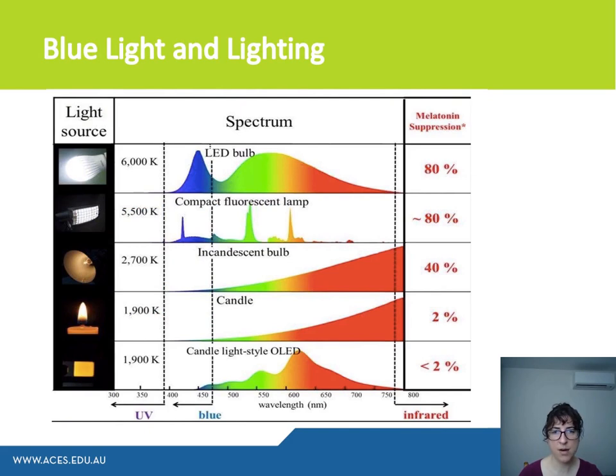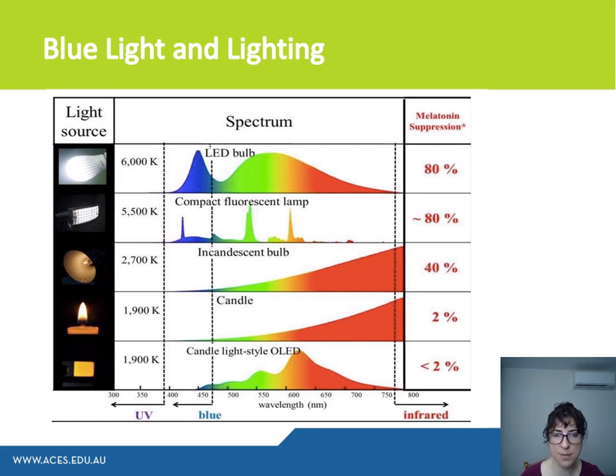So this is just another representation of the melatonin suppression with the amount of blue light and the light source. Here we're looking at a really intense 6,000 Kelvin light, and we're seeing that spike of blue, and that's what's telling our body to constantly be alert, and that's where we're getting the 80% melatonin suppression. The compact fluorescent lamps, now this is where you get these really destructive, really intense spikes of different colors on the spectrum.